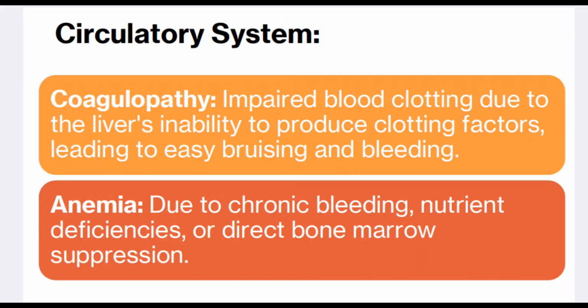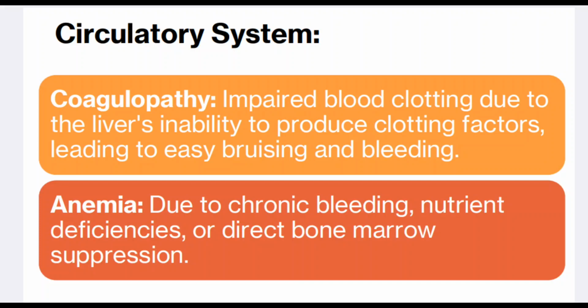Let's see how alcohol affects the circulatory system. Coagulopathy, impaired blood clotting due to the liver's inability to produce clotting factors. As we all know, clotting factors are synthesized in the liver. So due to the impaired function of the liver, there is an inability to produce clotting factors, which leads to easy bruising and bleeding.